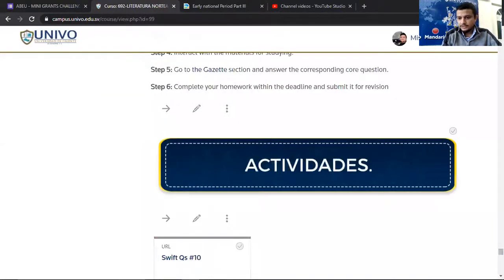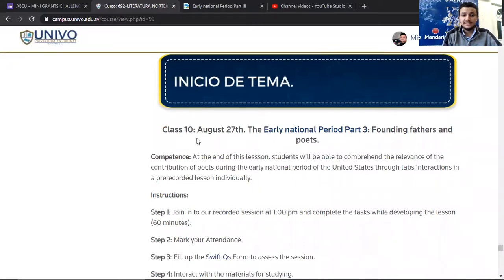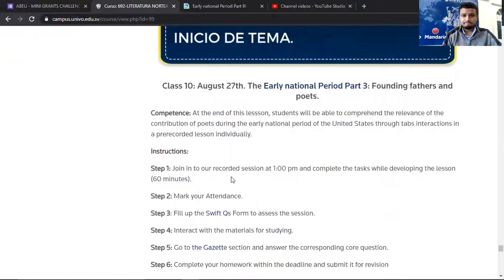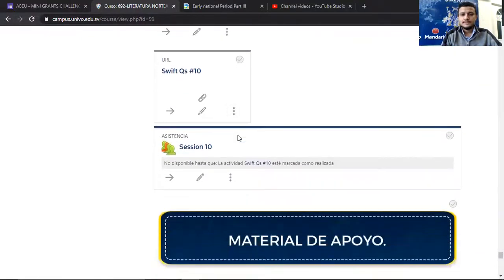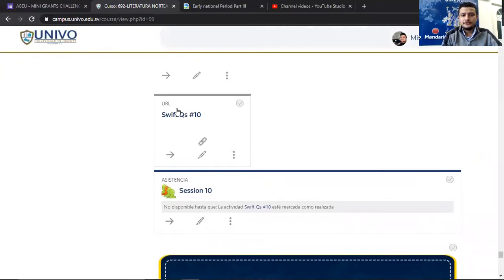Hold on. So today it's session number, so it's this one, class 10. Make sure it says national period, early national period, part 3. And here you have some of the instructions, and yes, the complement is for today's lesson. What you have to do: remember that after this, you have to complete the Swift Qs number 10. In case you wonder at this point of the course, what is Swift Qs? It's Swift questions. It's a quick form that you have to fill.